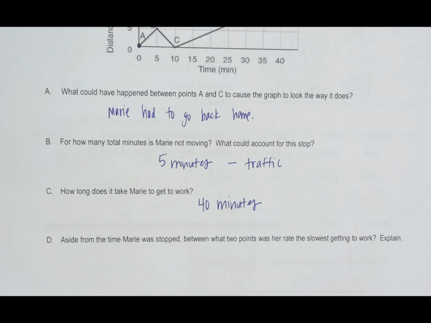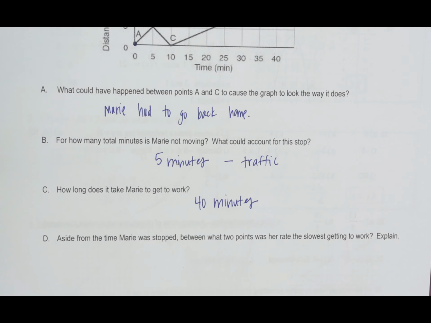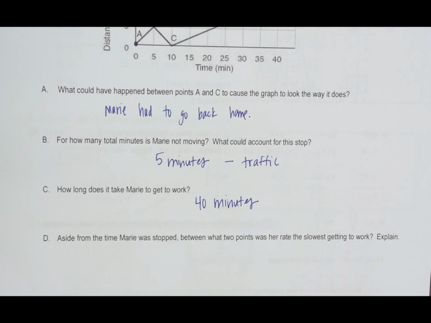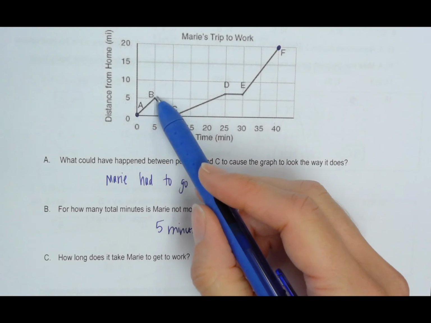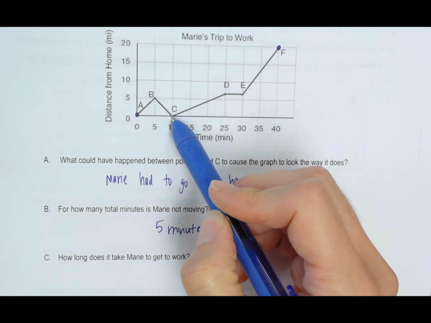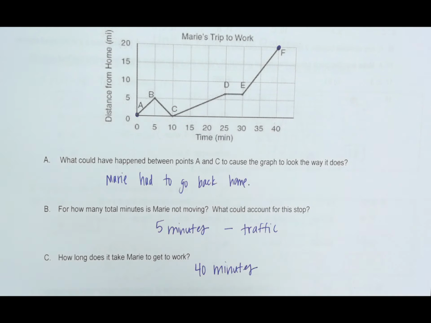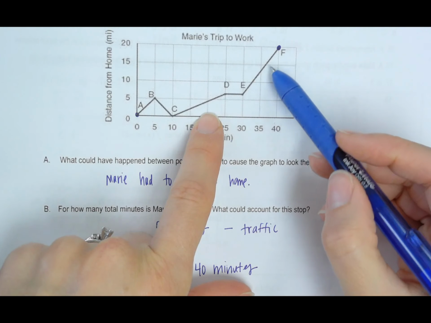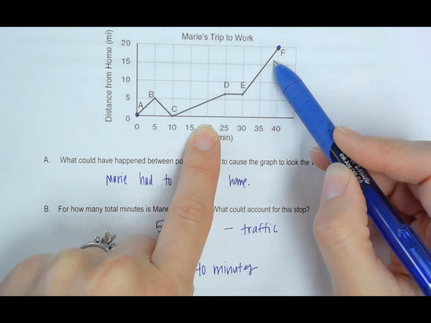And then for part D, it says, aside from the time Marie was stopped, between what 2 points was her rate the slowest getting to work? Explain. And I kind of already talked about that. If you look at the steepness of the line, this is going up pretty quickly, and then it goes down pretty quickly. But then here, as this goes up, it's a more gradual incline. If you compare these two slopes, this one's definitely more gradual than this one.